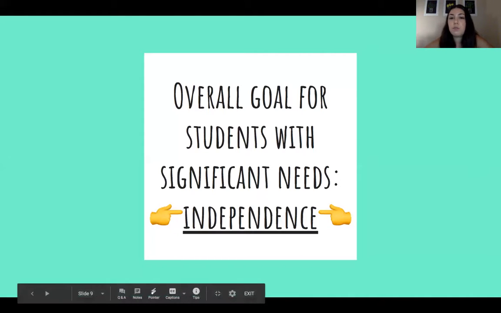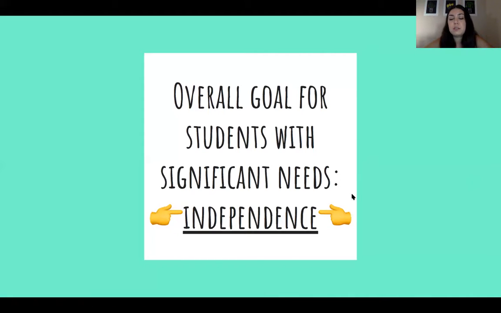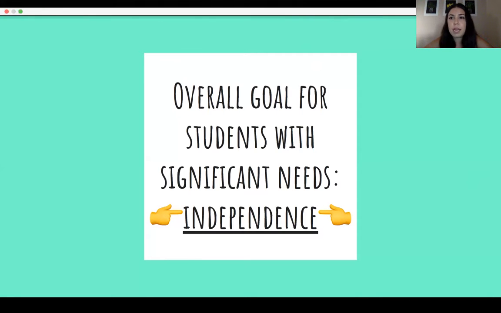And lastly, the overall goal for students with significant needs is independence. And that's something that I think a lot of people don't focus on, or they forget, especially our paras. Sometimes they feel their role is to really support them all the time with every little thing. But really, we want our students to become independent. And so if you keep this idea of independence in mind when you are supporting students in the gen ed setting, you can really get a better grasp of what the goal is and how to support them.